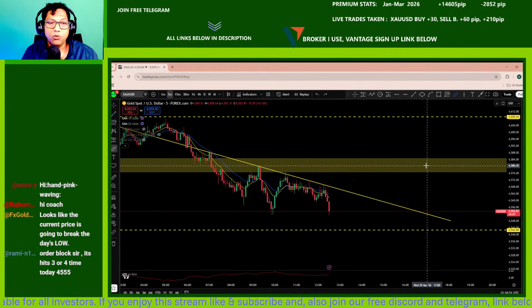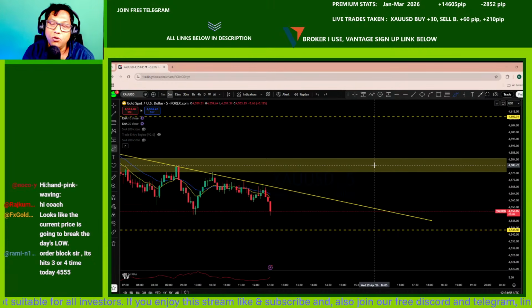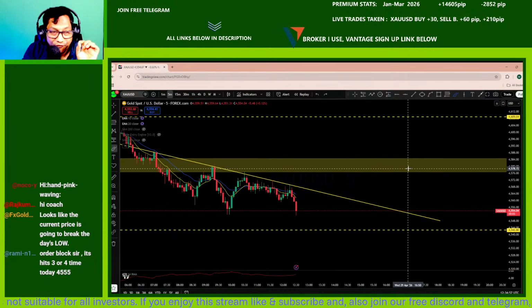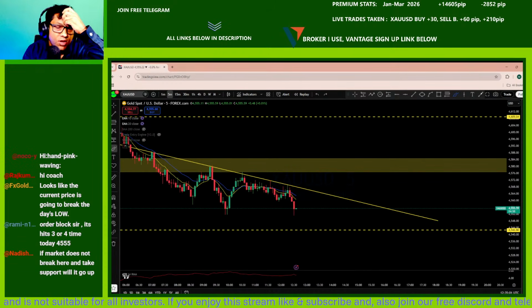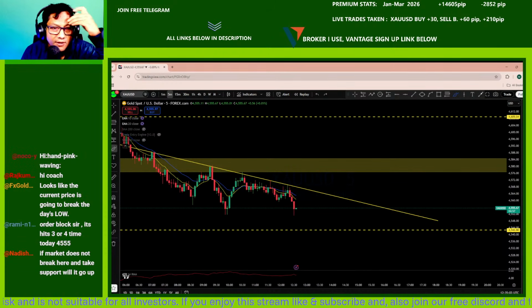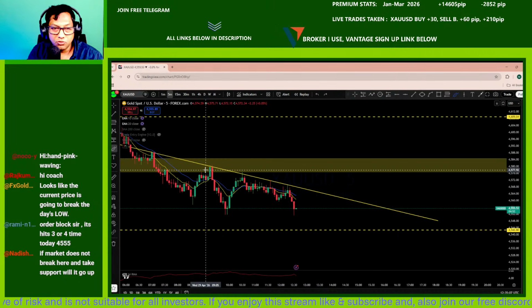Which is a high probability area of value. Understanding area of value will set you free, right? Because when you can understand the area of value, you can find high probability trade setups. Okay, if the market does not break here and take support, will it go up? It's a good question. Order blocks are here 3 to 4 times today, 455.